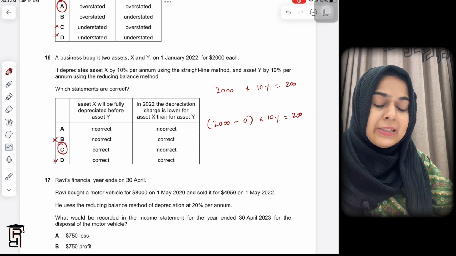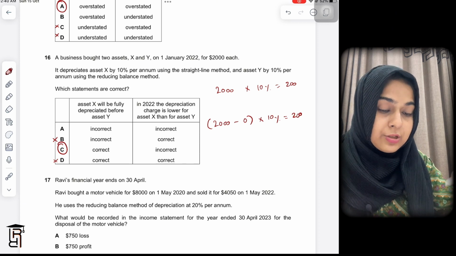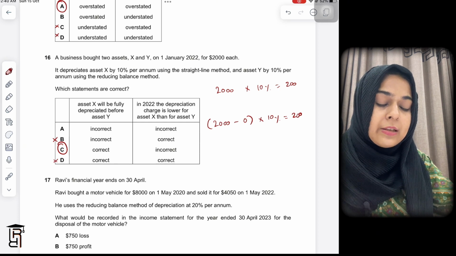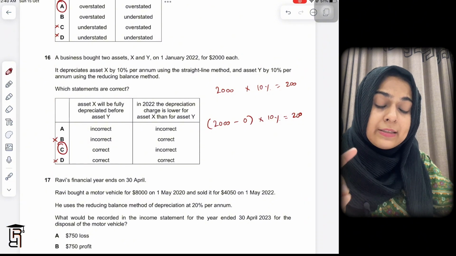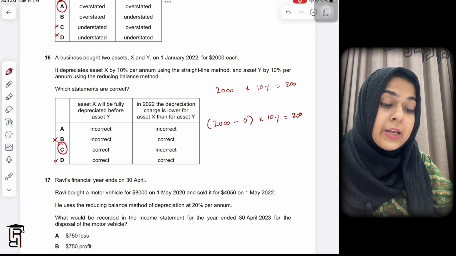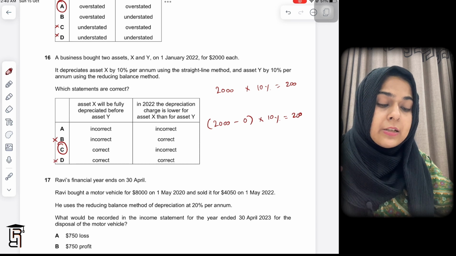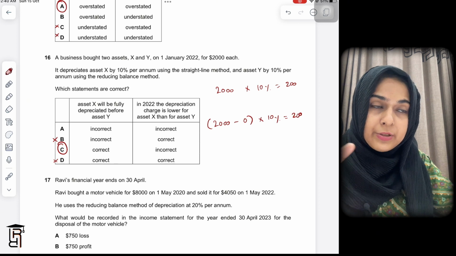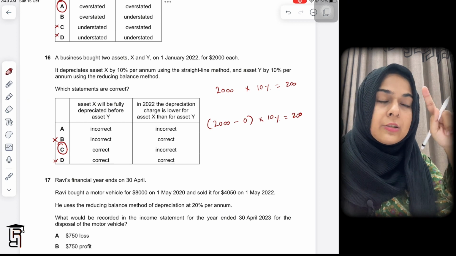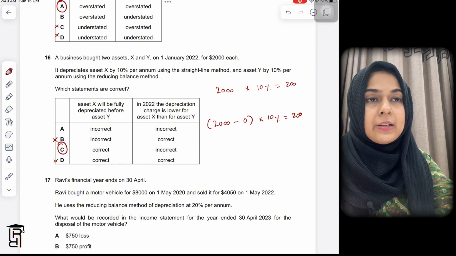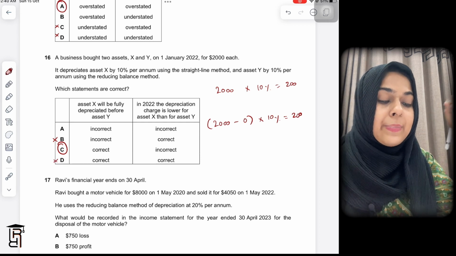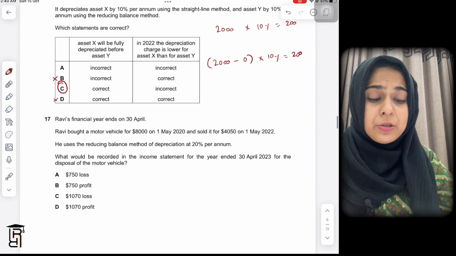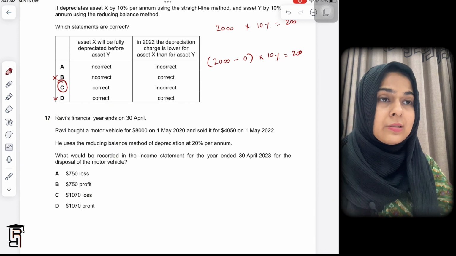Also, if you do it in a working as well, asset X will be fully depreciated in, let's say at 10%, 10 years, because 10% per year totals 100%, so 100% depreciation will be charged in 10 years. So in 10 years this asset will be fully depreciated. But if you use the RBM method, the depreciation expense never becomes zero, so there's some amount of depreciation every year.